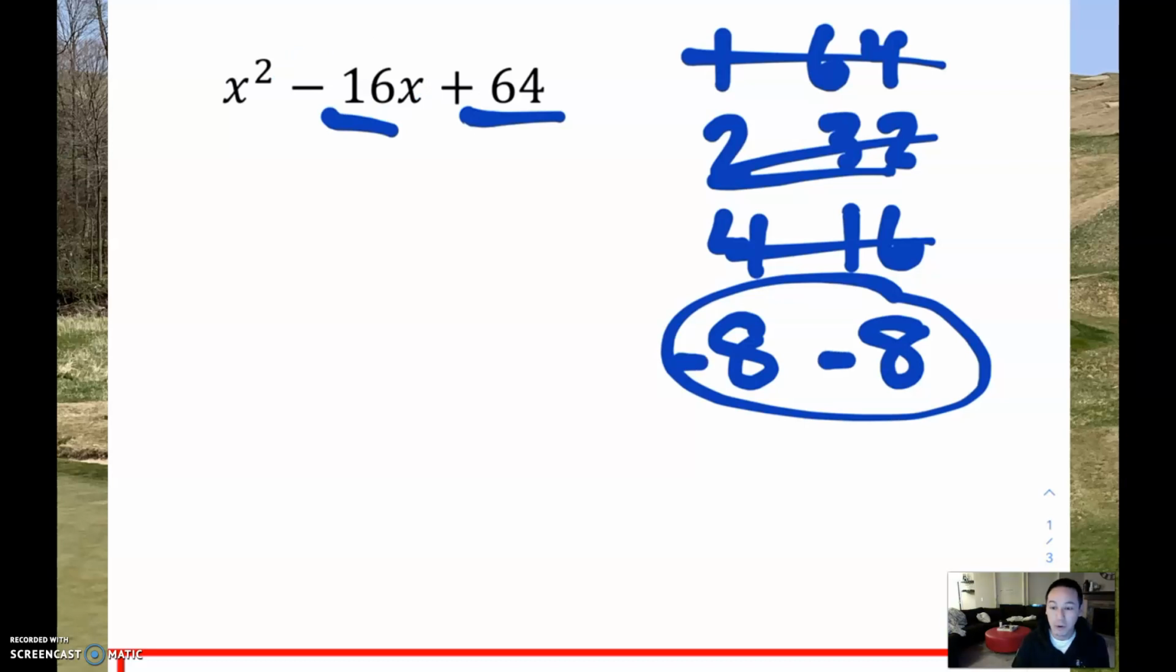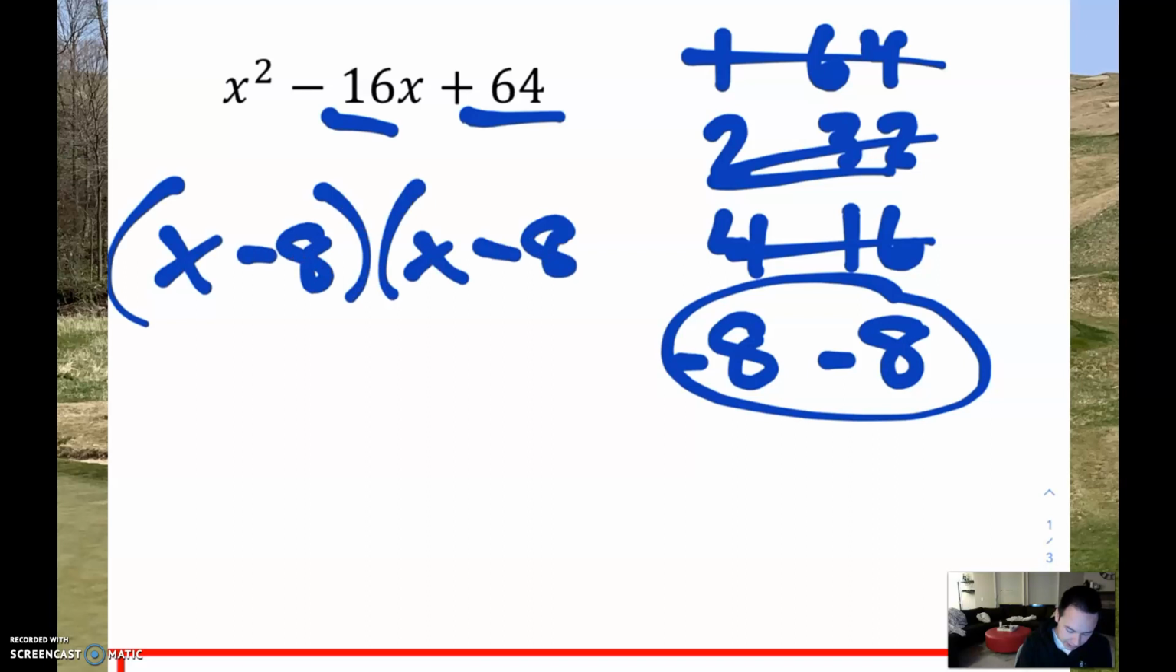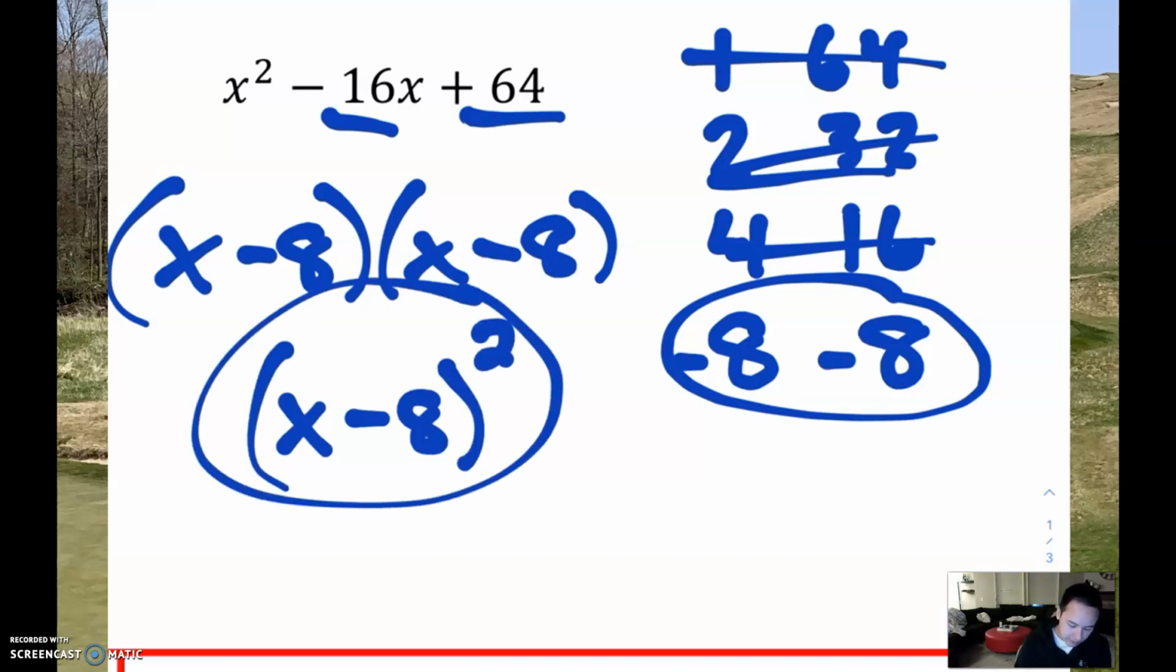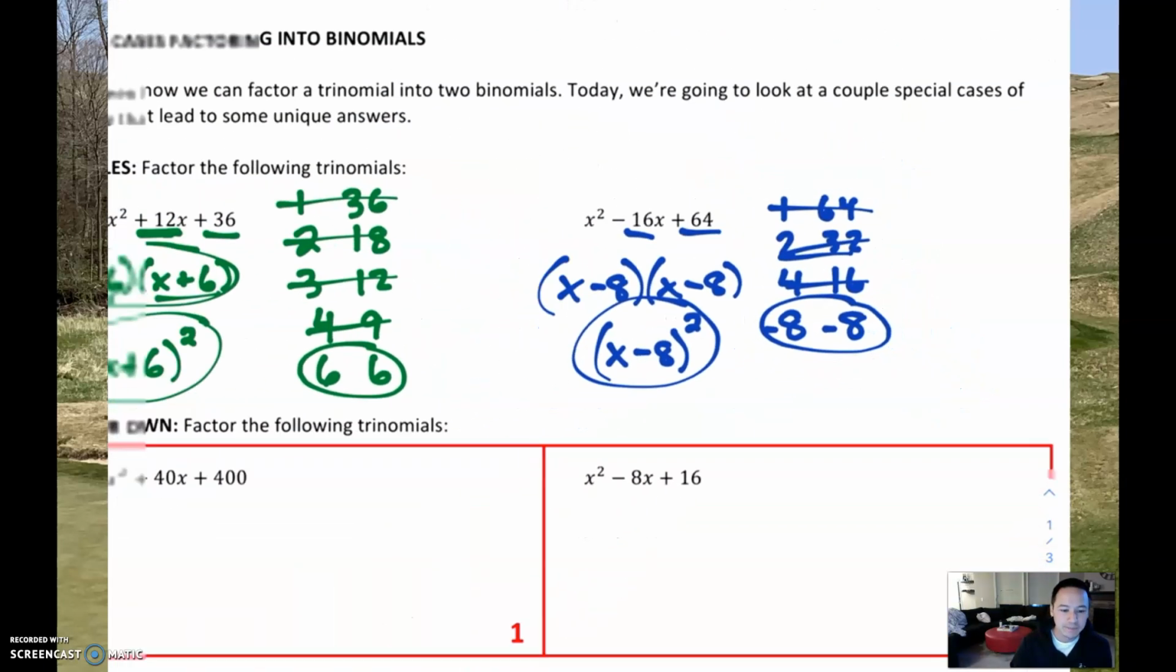Just make them both negative. If you multiply negative 8 times negative 8, it still equals positive 64, like we want. And if you add negative 8 and negative 8 together, it equals negative 16. So that's the combination we're looking for. We'll write it as our 2 binomials, x minus 8 times x minus 8. And now you know to rewrite it as x minus 8 squared. And this is your final answer.